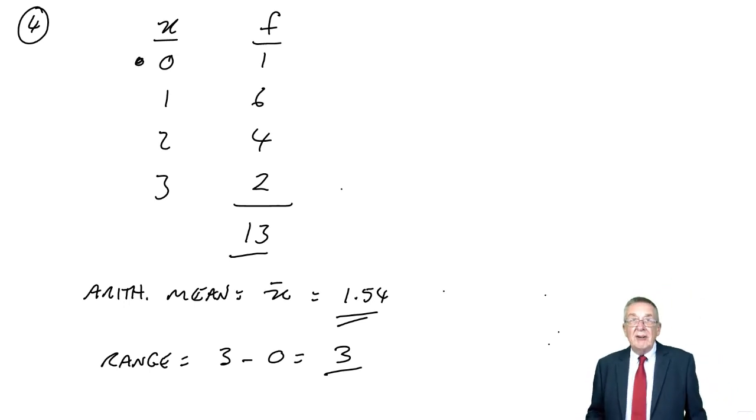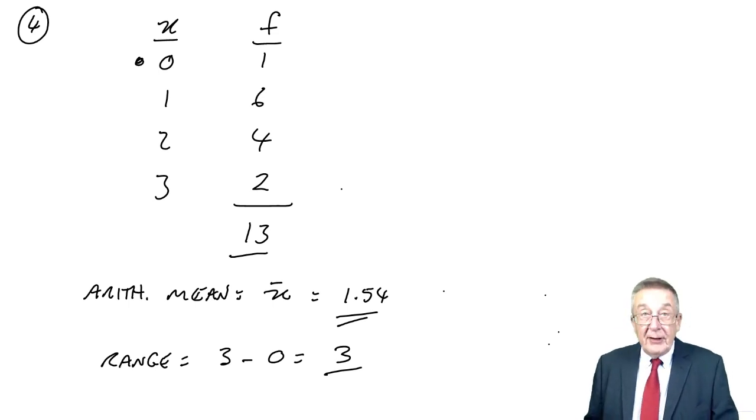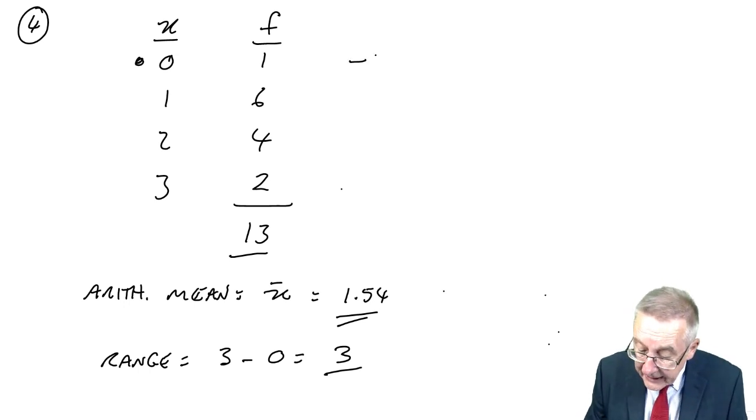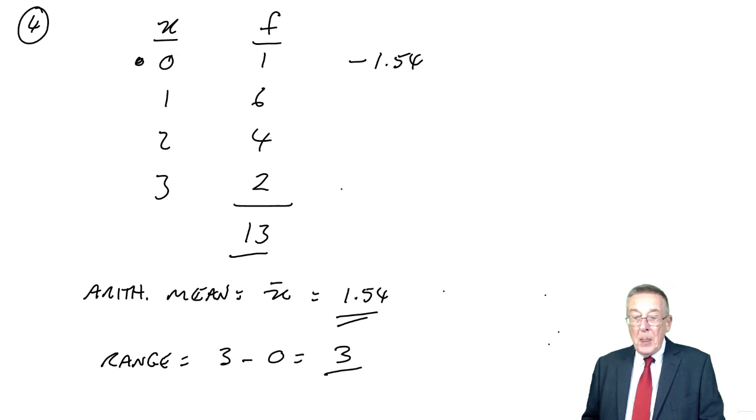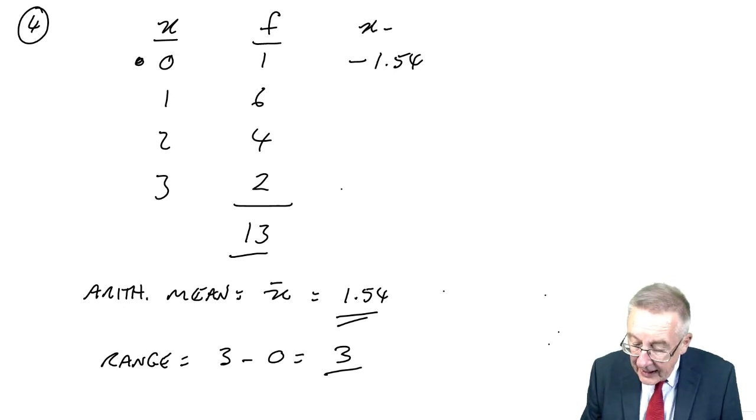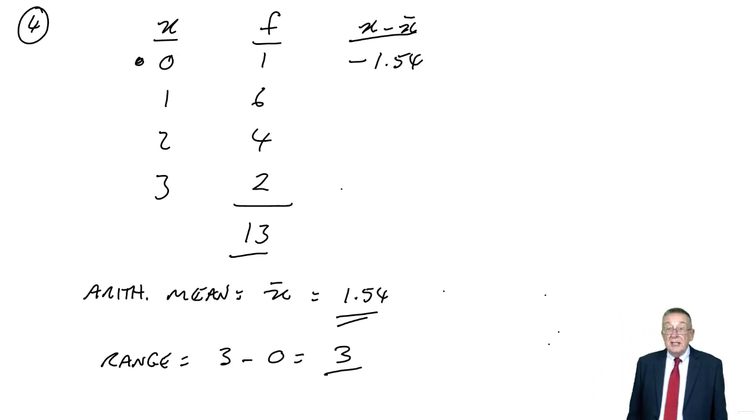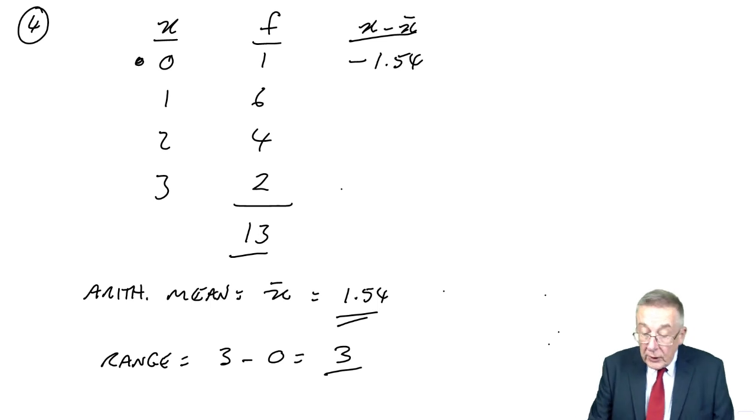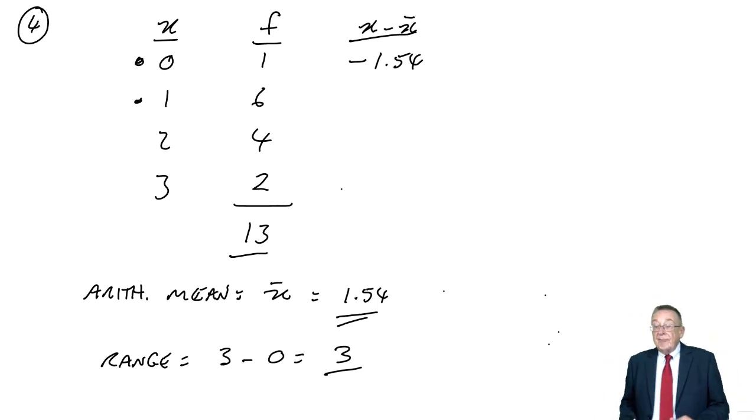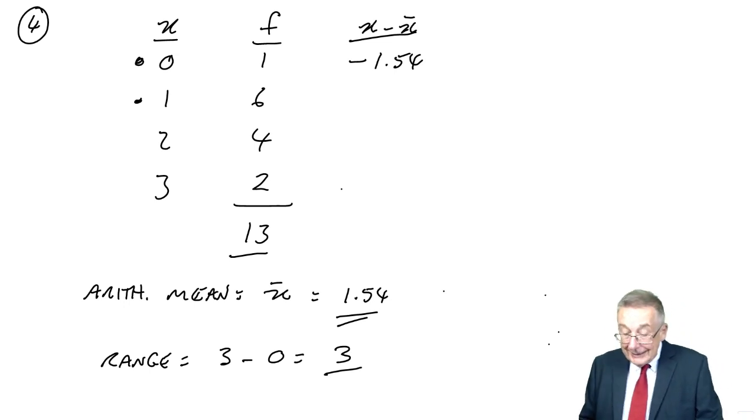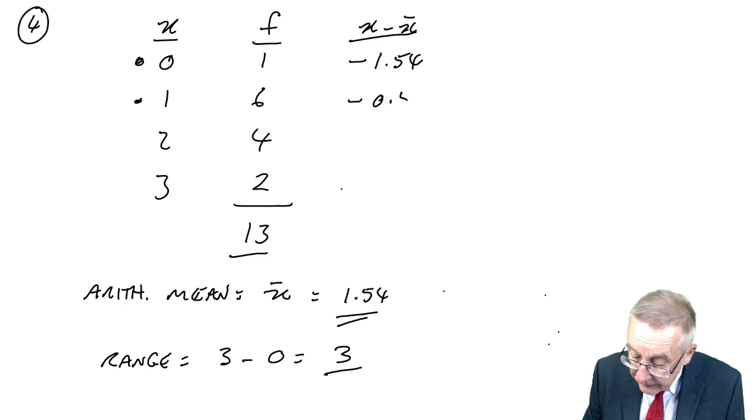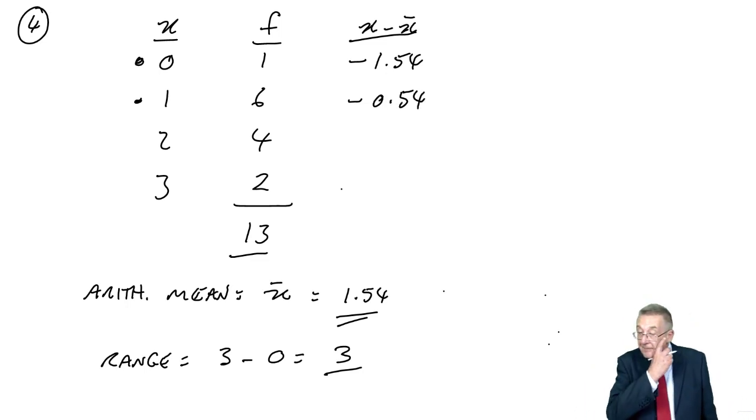The first observation was 0. How far away is that from the average? Well, the average was 1.54, so 0 is minus 1.54 away. It's, if you want, x minus x bar, the difference of the observation from the average. What about 1? Well, the average was 1.54, so 1 is below, it's minus 0.54 from the average.